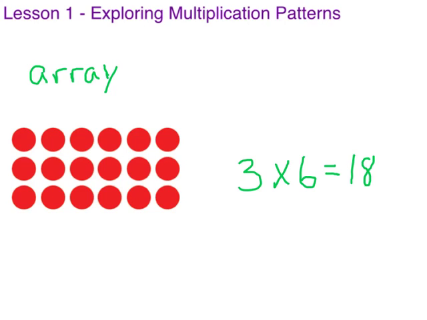So they would count 1, 2, 3, 4, 5, 6, 7, 8, 9, 10, 11, 12, 13, 14, 15, 16, 17, 18. So that's how this array shows us that 3 times 6 is equal to 18. Let's look at another example together.